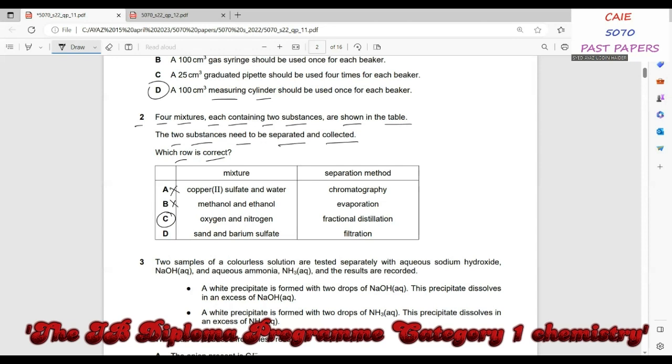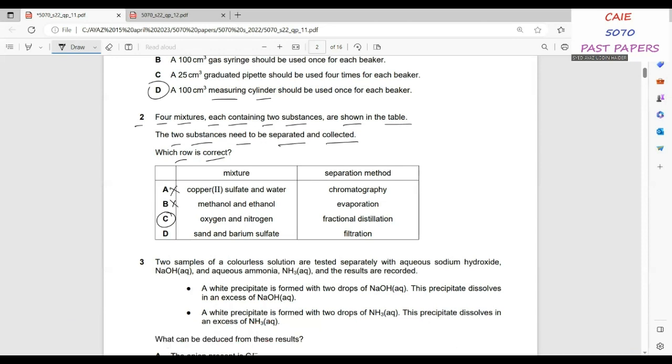For your convenience, I am reading the last statement also. If you have a mixture containing sand and barium sulfate, you can't use the separation method filtration because barium sulfate and sand are both insoluble in water.